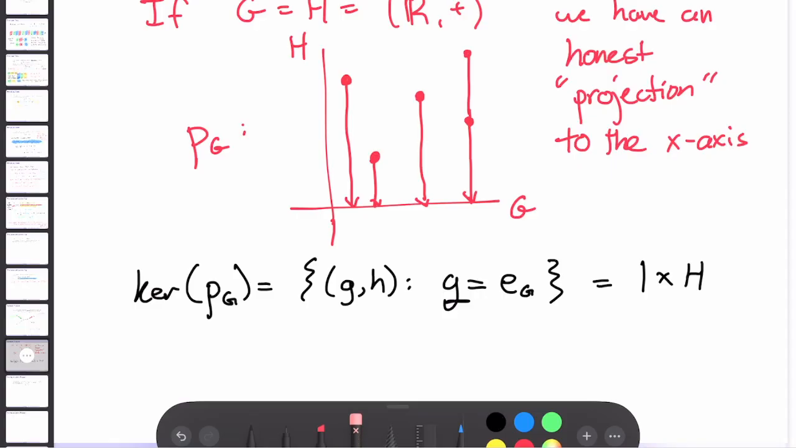You know, it's not literally equal to H because it is technically a set of ordered pairs, and H is not a set of ordered pairs, but it is functionally H, right? The second element of the ordered pair is always the identity, and so it doesn't contribute anything to the group structure.